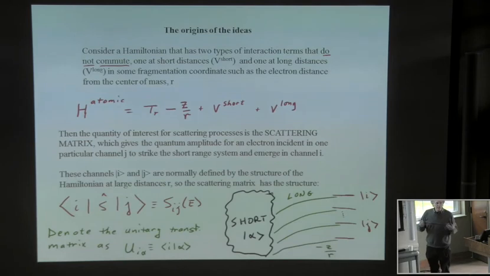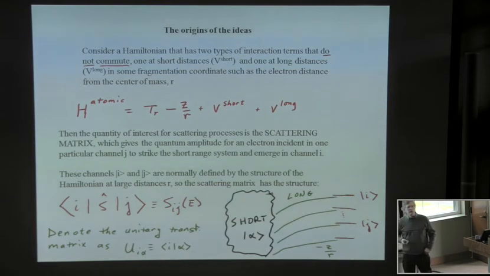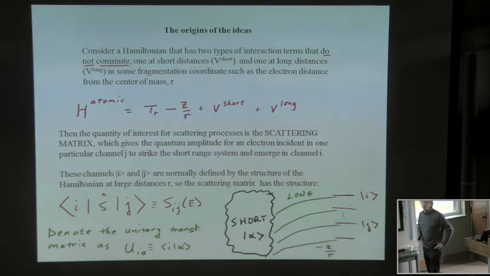So let me give the cartoon view of where these ideas came from and what the basic physics is here. I'm going to focus on an atomic example as an illustration of these ideas before moving on to molecules, because the spirit of this talk is more of a pedagogical overview of these ideas. It's not so much focused on yesterday's hottest results.